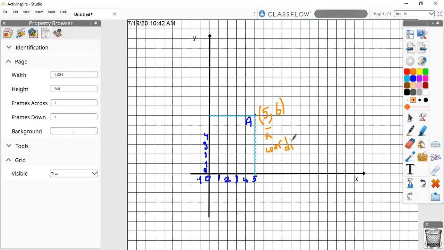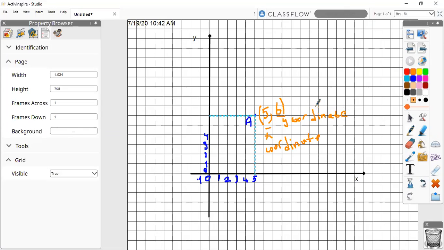I can show this one as 5, x-coordinate here. And 6, y-coordinate here. Both of them, they define the A point. Coordinate. Okay.